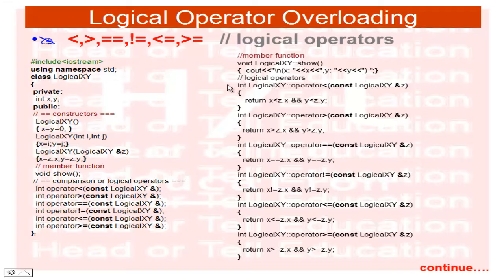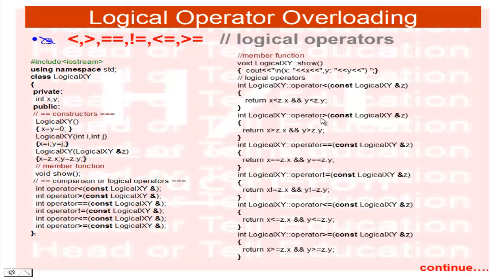Next, all are functions related to logical operators, so all the return types here are integer. The operators belong to class logical xy, and the first operator is less than, taking a const logical xy reference z. In the less than operator we compare both variables' values. So return x less than z dot x and y less than z dot y. If the condition is true then return 1, otherwise return 0.